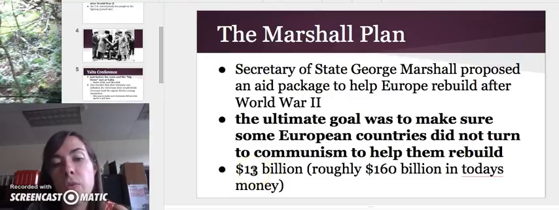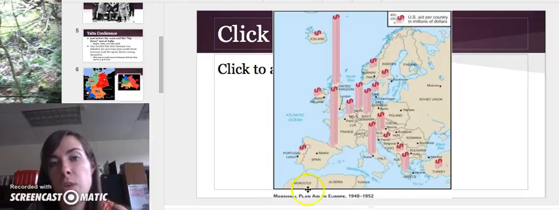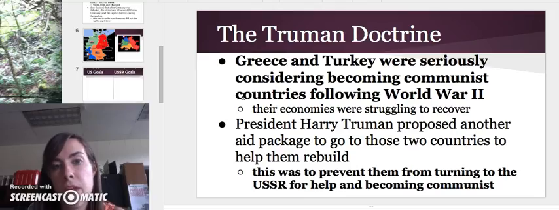Okay, so when we put that in terms of numbers, that equals 13 billion, roughly 160 billion in today's money. Okay, that's a lot of money given to countries in Europe. And so we can see the higher the stack of dollar bills, the more money that was given to those countries. So we can see France, Great Britain, Italy, the Netherlands, West Germany, all these places that the United States was trying to prevent from falling to communism.